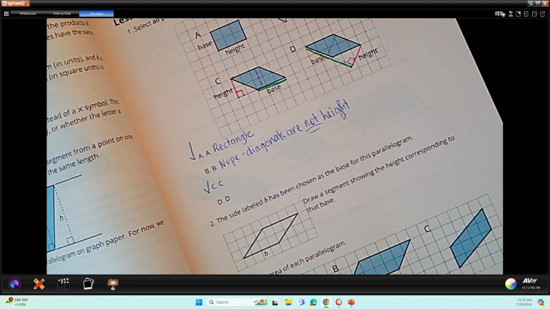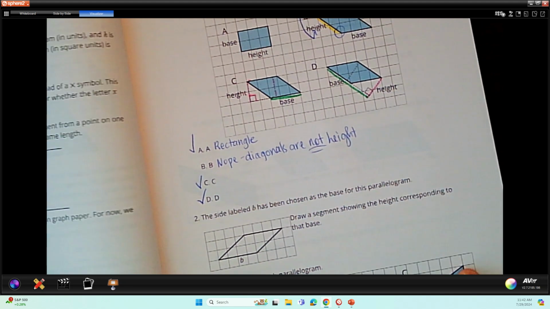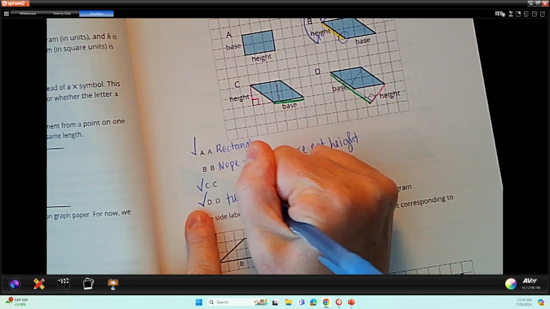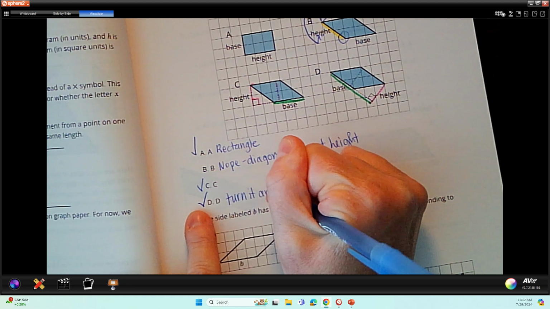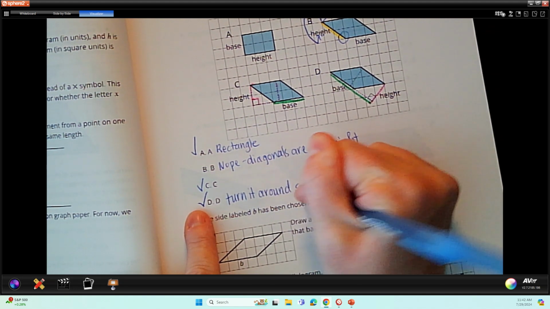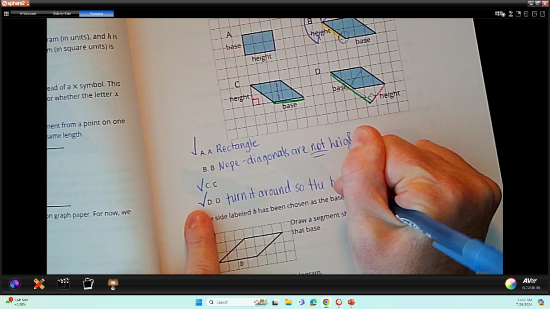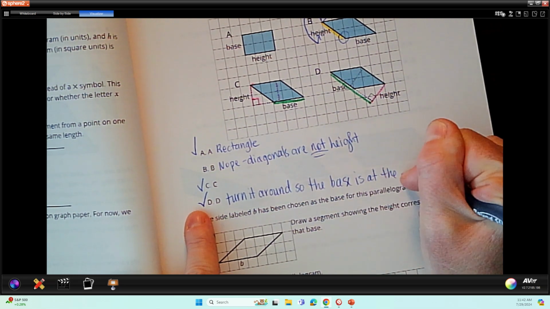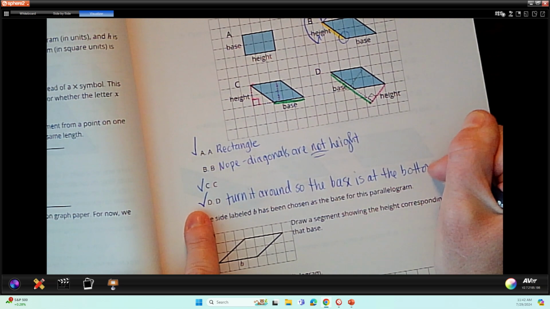Okay, that one is a tricky one, 100% tricky one. So if you had trouble with D, D is correct. You have to turn it around so the base is at the bottom. And then you'll see it. Okay, so that one was definitely tricky.